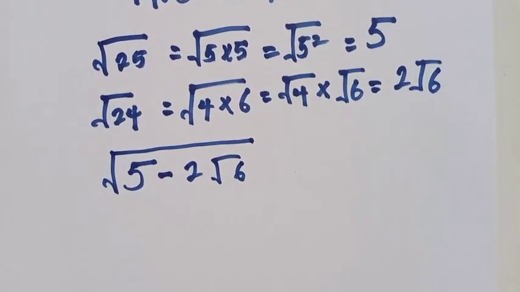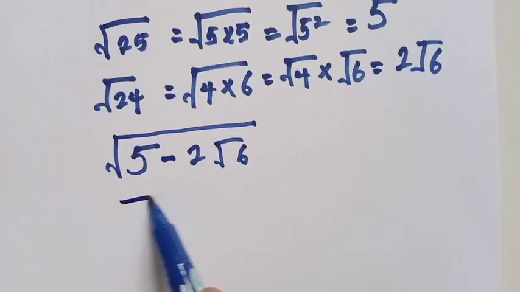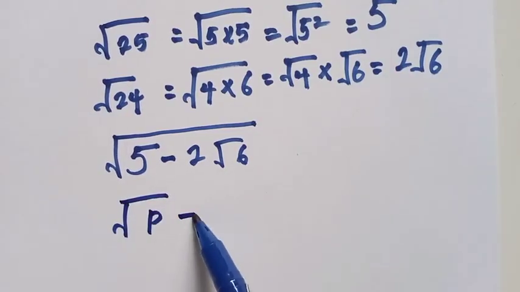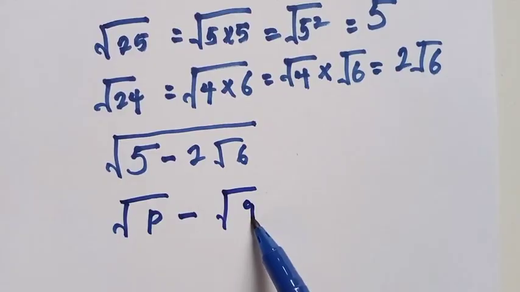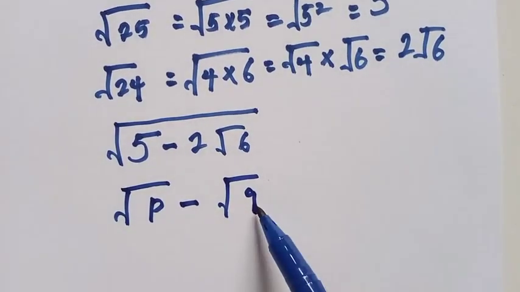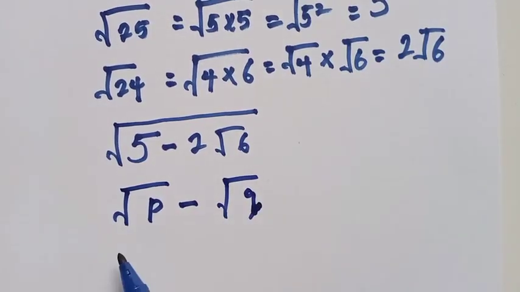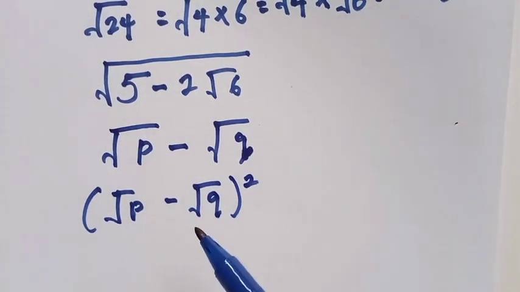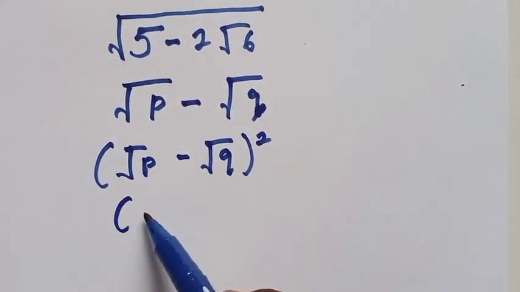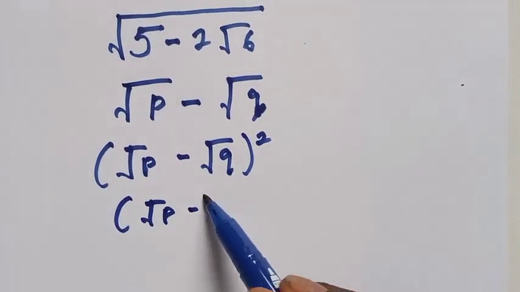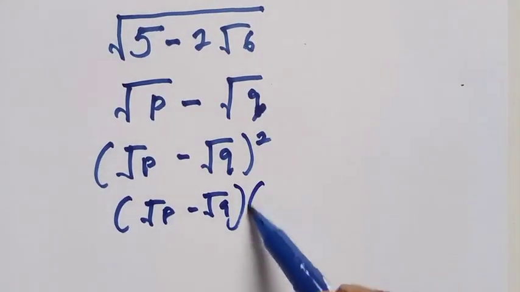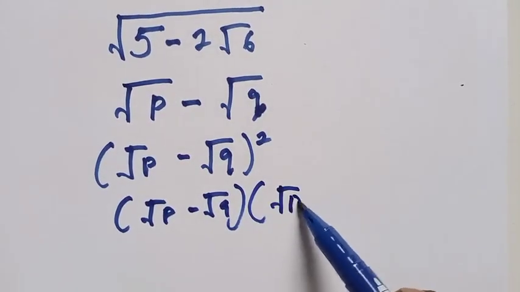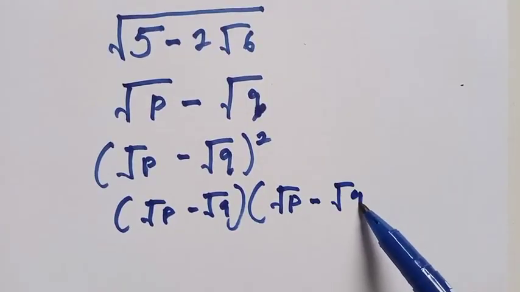Now let's assume that we have this expression, root p minus root q. So if we square this, we have root p minus root q squared. Now this is the same as root p minus root q times root p minus root q.